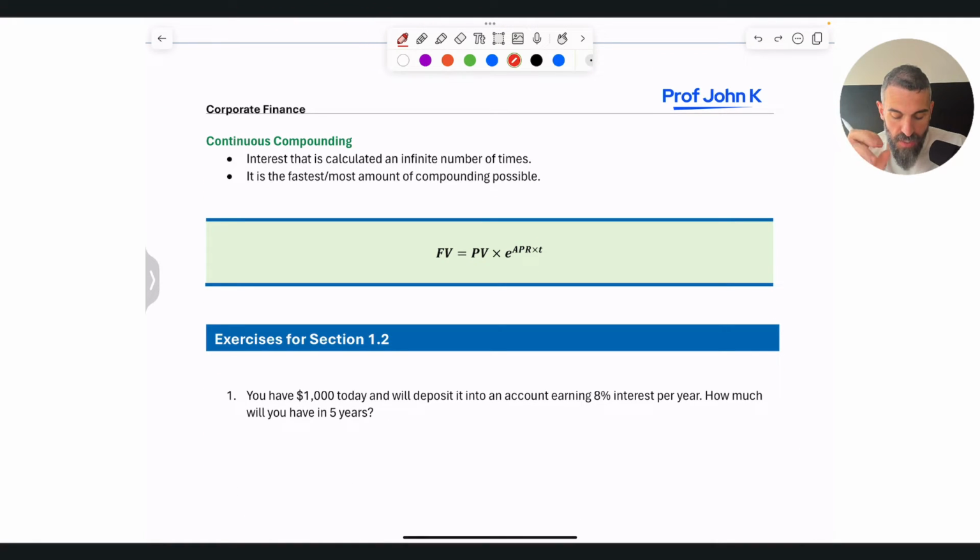Continuous compounding, before we do the exercise, is the absolute fastest you can compound interest, or the most you can compound interest. Typically interest is compounded periodically, like every month or every quarter or even every day. But in theory, interest can be compounded continuously, or an infinite number of times. Just think of it as more than every second. Well, in that case, the equation changes a little bit.